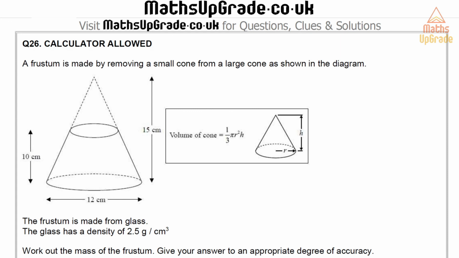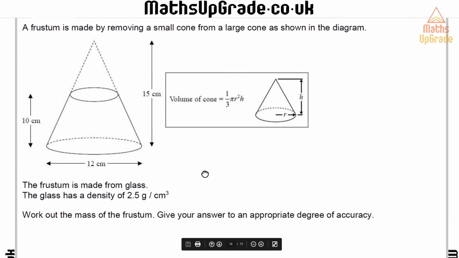Question 26. A frustum is made by removing a small cone from a large cone as shown in the diagram. So this bottom shape here is called a frustum. I'm given the height of the whole cone, the original cone. I'm given the height of the frustum, and I'm given the diameter of the base of those shapes. I'm also given the formula for the volume of a cone. The frustum is made of glass. The glass has a density of 2.5 grams per centimetre cubed. Work out the mass, giving your answer to an appropriate degree of accuracy.